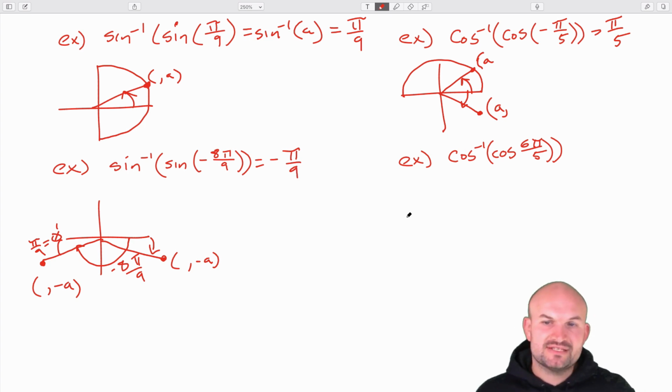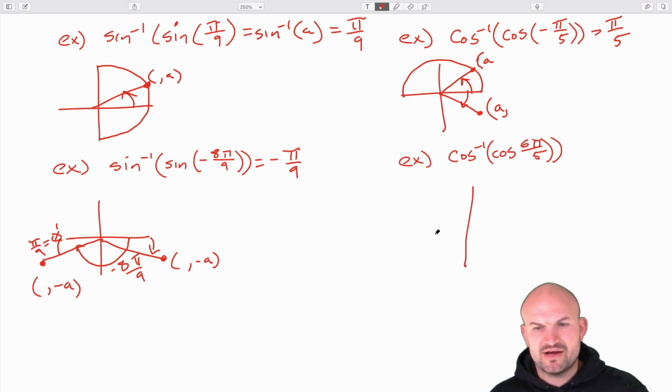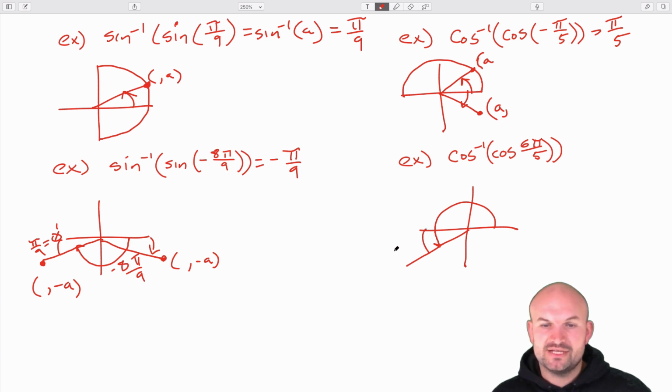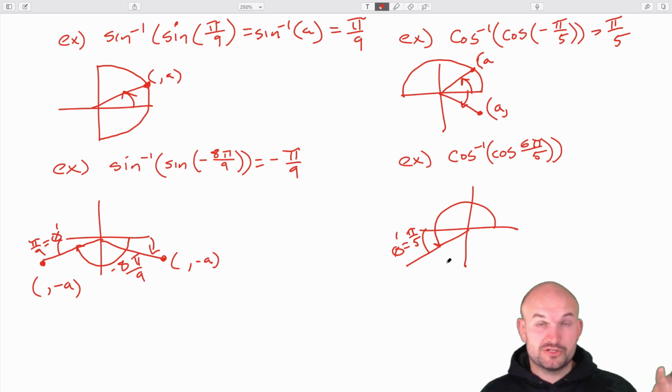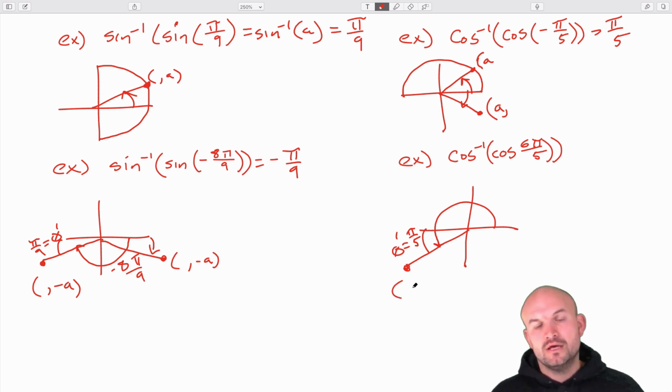And last but not least here, we have 6 pi over 5. So again, that's going to be another one in the third quadrant here. So let's go ahead and graph that. So again, 5 pi over 5 is halfway around a circle. So 6 pi over 5 is going to be right there. Again, we recognize the reference angle is going to be a pi over 5. And okay, so whatever this point is on the unit circle, whatever it is, we know cosine in this case is going to be negative, right? Because you're in the third quadrant. So let's just call this a negative A.